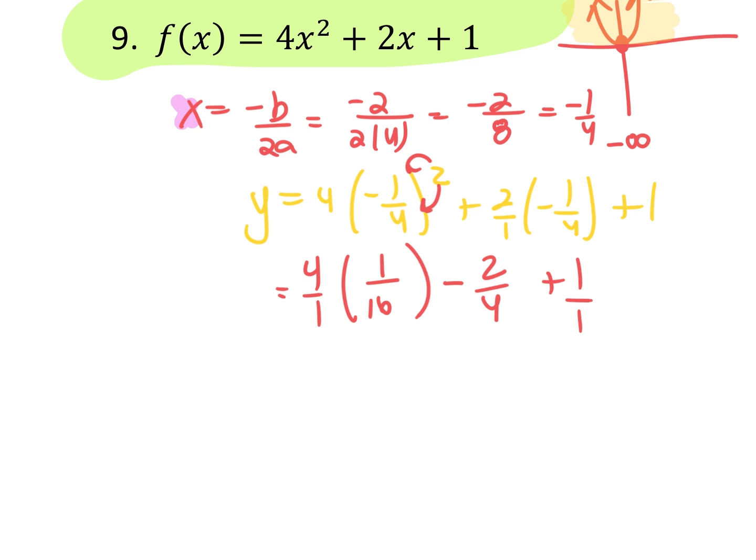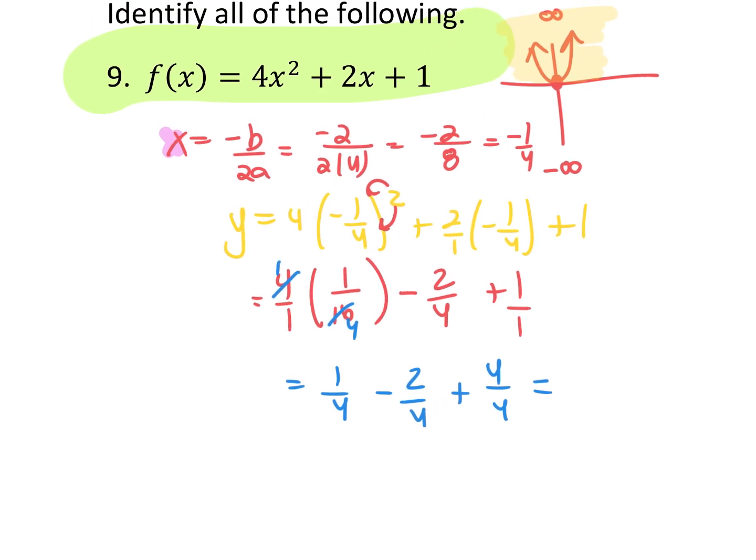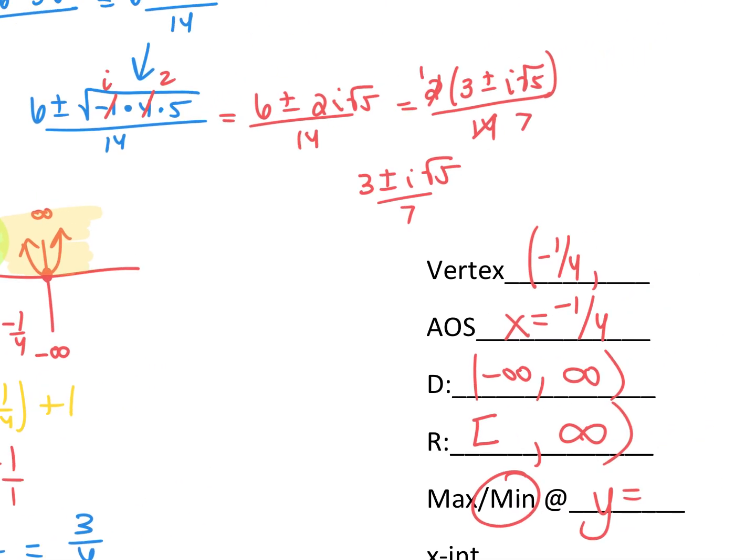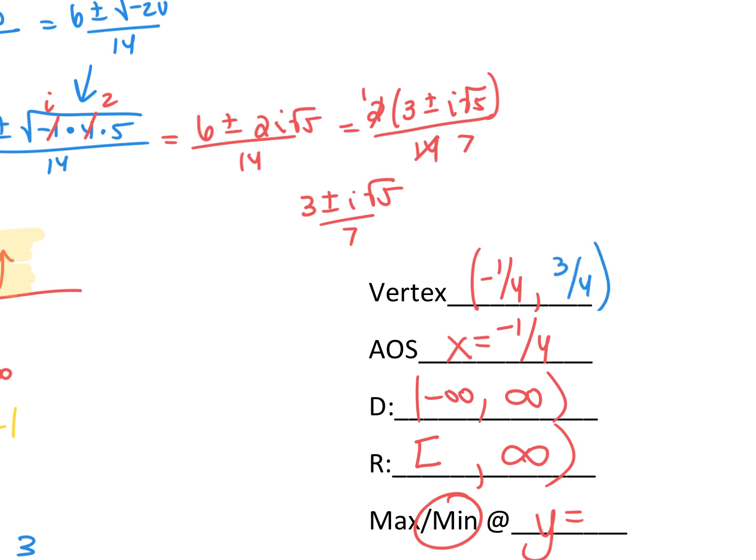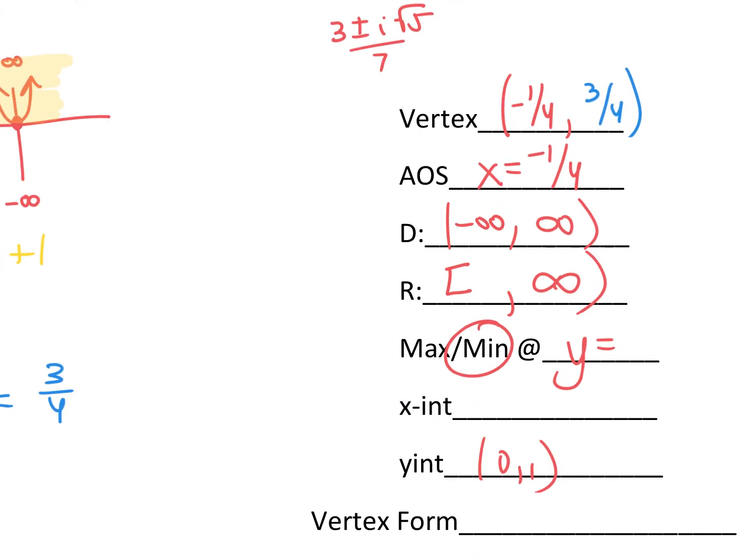Can I simplify the 4 and the 16? Yeah, 4 goes into 4 once. 4 goes into 16 4 times. So you have 1/4 minus 2/4 plus how many fourths? 4/4. Good. So the hardest part of this question is this part. And it has nothing to do with pre-cal. What's 1 minus 2? Negative 1 plus 4. Perfect. So 3/4. Whew. So 3/4 is here. What's my range? 3/4 to infinity. Where's my minimum value? y equals 3/4.